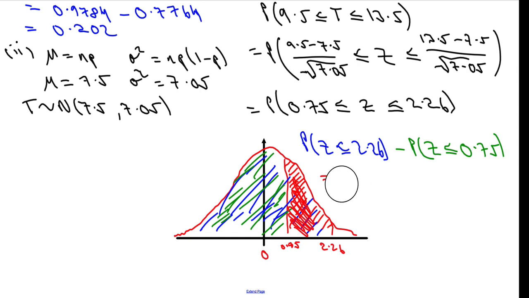The probability, let's go back to black here. The probability that z is less than or equal to 2.26 using the tables is 0.9881, and the probability that z is less than 0.75 is 0.7734. And when we put that into the calculator, we're going to get 0.2147.